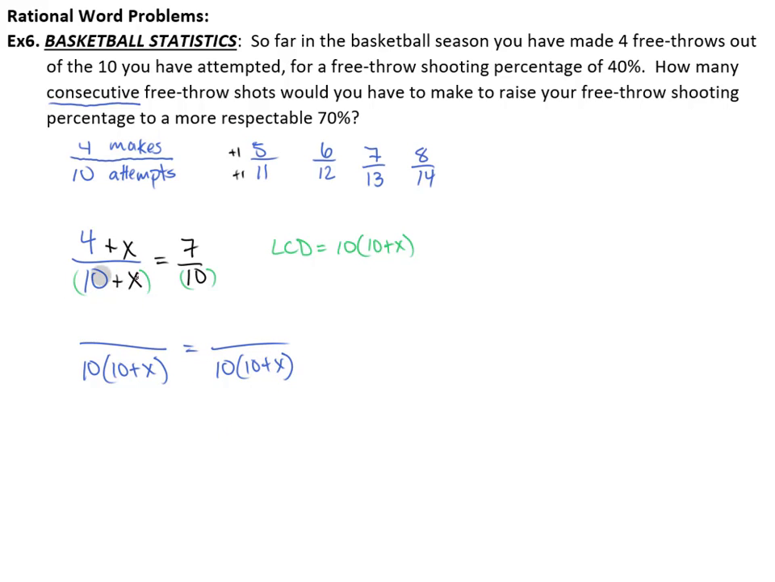Okay, well, our first fraction, of course, has the 10 plus x. It's missing the 10. So we need to multiply top and bottom by 10. Don't forget to put parentheses around the top to remind yourself to distribute. That will give me a new numerator of 40 plus 10x. Well, our second one only has the 10. It's missing the 10 plus x, so we need to multiply top and bottom by 10 plus x to achieve our common denominator. So distributing here, we're going to get 70 plus 7x.